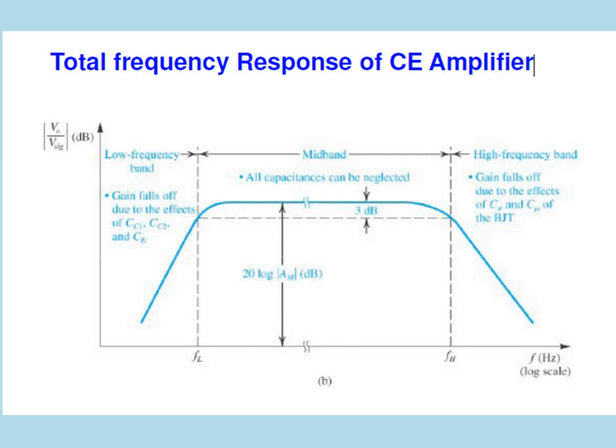The dotted line shows the ideal characteristics of an amplifier, and the blue line shown in the picture shows the practical frequency response of the common emitter amplifier. In this response we have three regions: the low frequency band region, the mid band region, and the high frequency band region. In the low frequency band region the gain increases up to a particular FL value, then in the mid band region the gain is constant, and after the FH value the gain decreases.